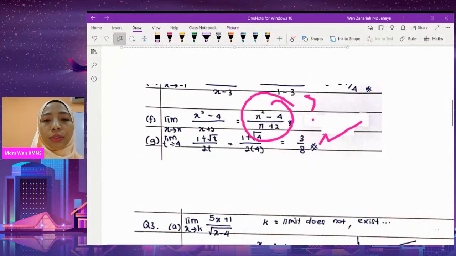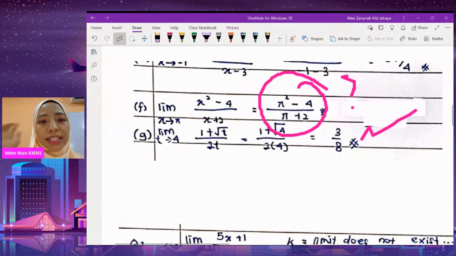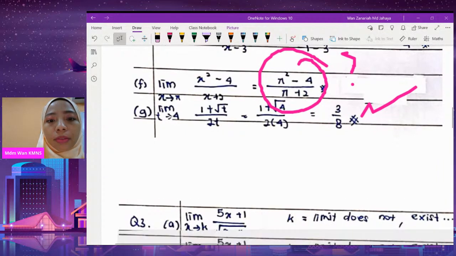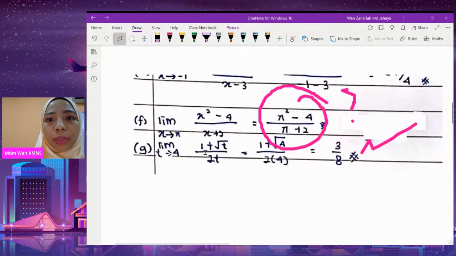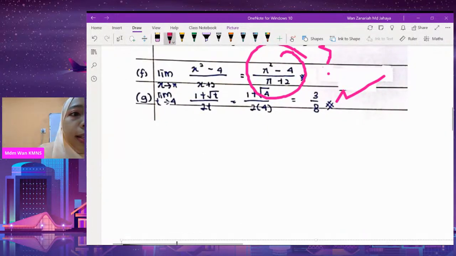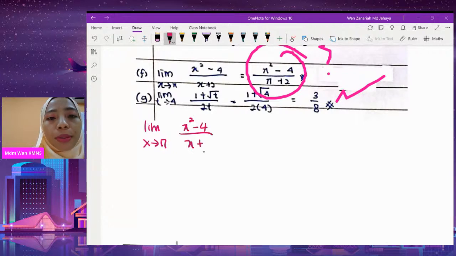Okay, this is the easiest question, but I do not know why most students make mistakes. If you cannot see the question clearly, I will write it down for you again. Okay, the question F is limit x approaching pi of x square minus 4 over x plus 2.